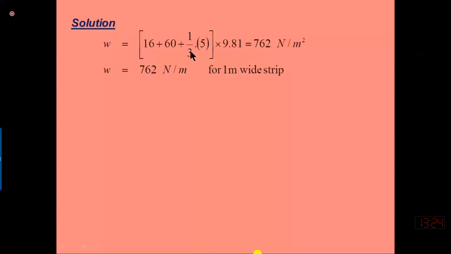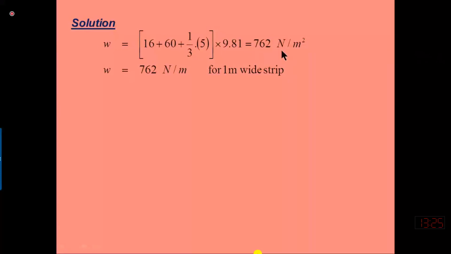All types of load will be added up because we are using the ASD method. So we are not multiplying the dead load with 1.2 and the live load with 1.6. We just reduce the material strength by a factor of safety, or we use the allowable stress only. The total service load which is acting, we multiply by 9.81 to convert into Newton per meter square. So the total load is in Newton per meter square.